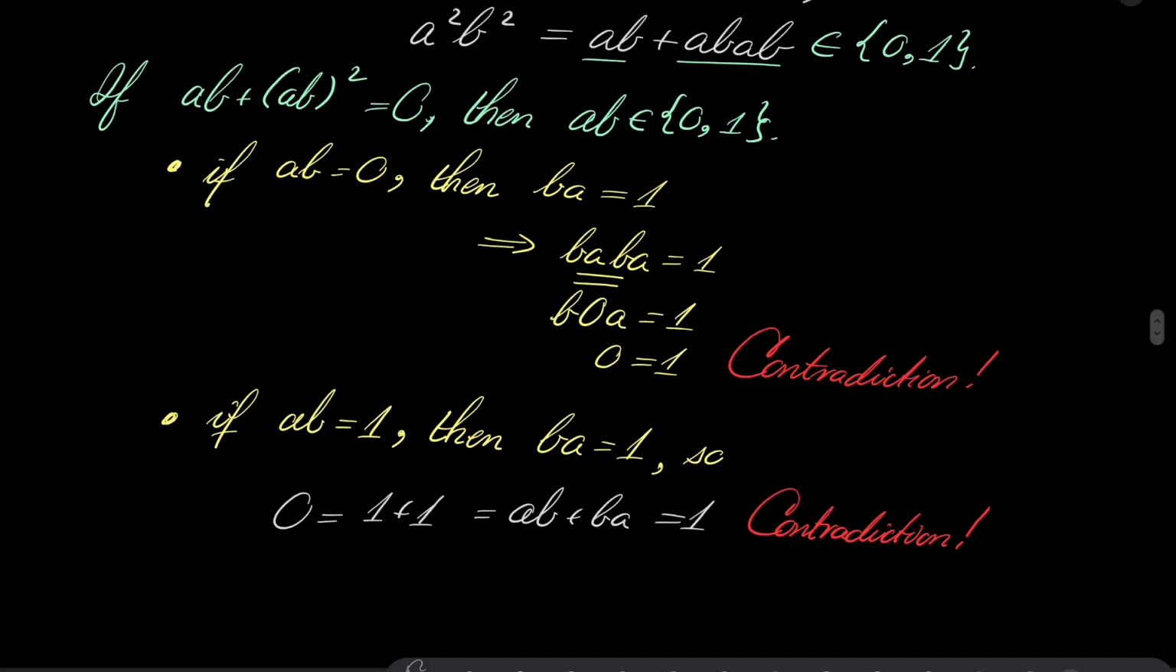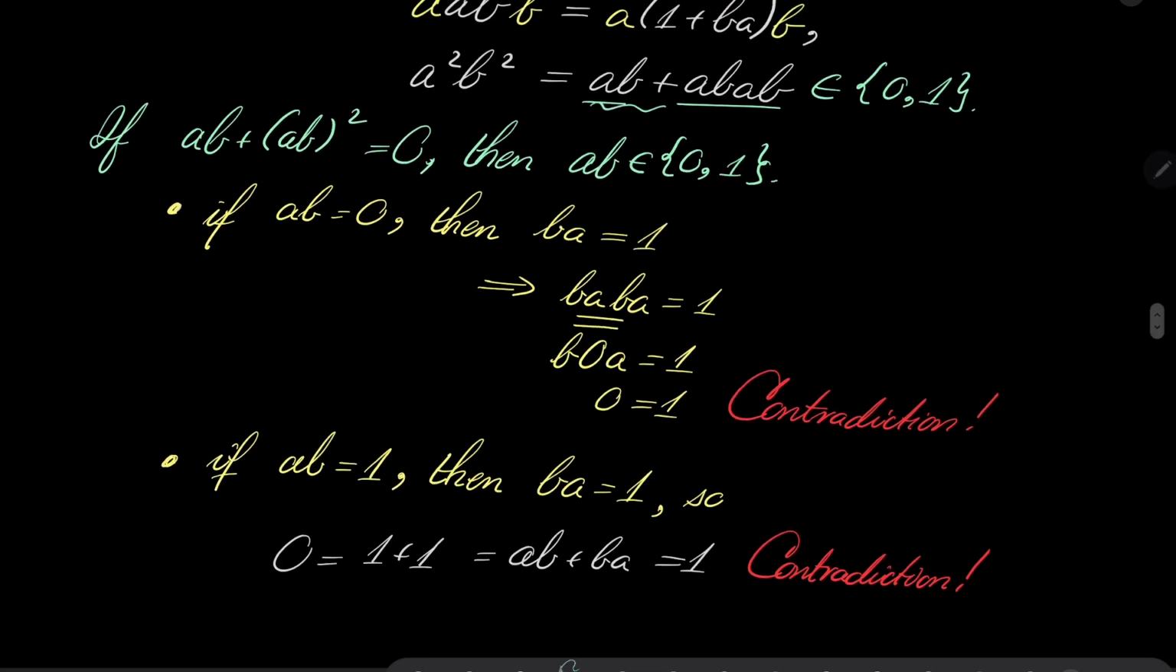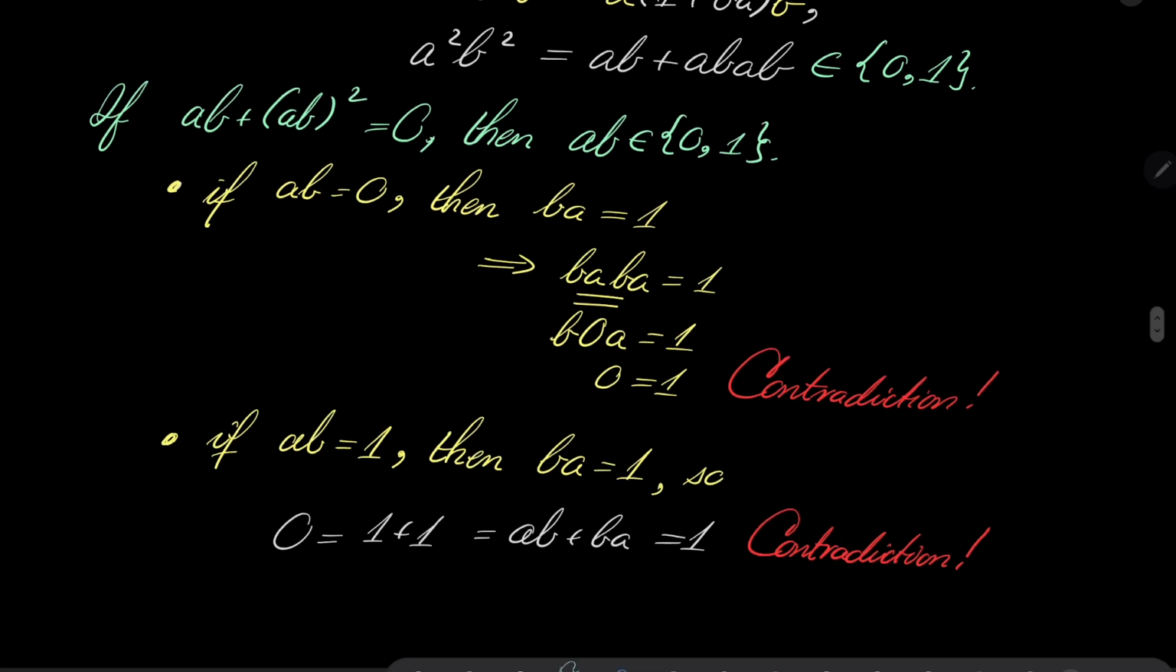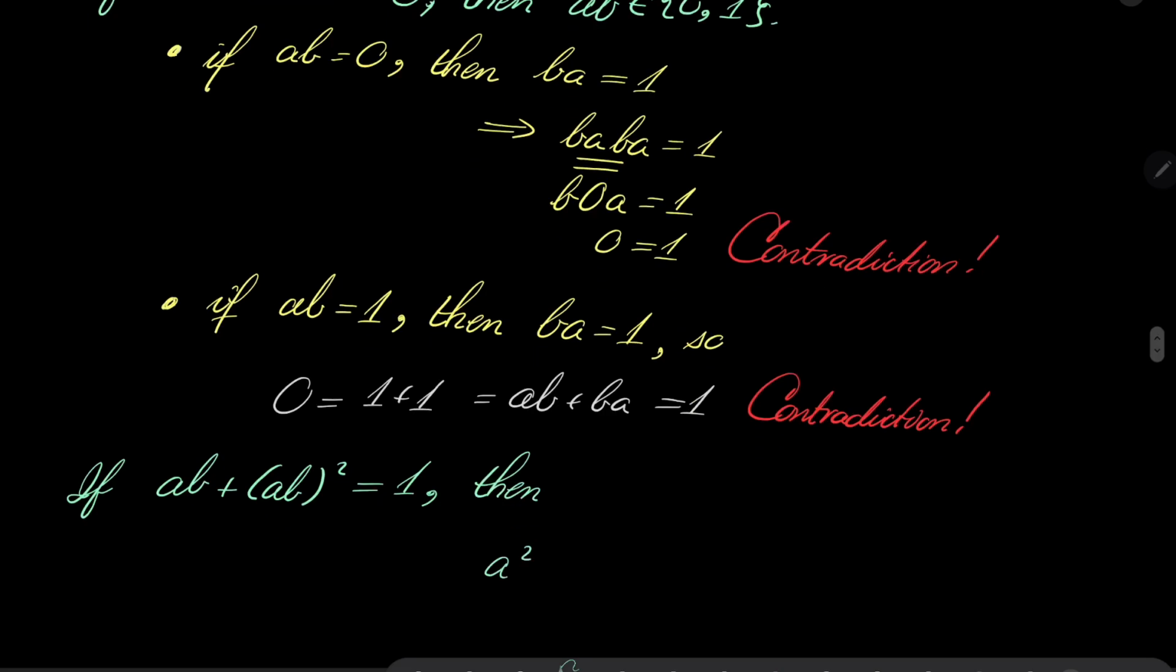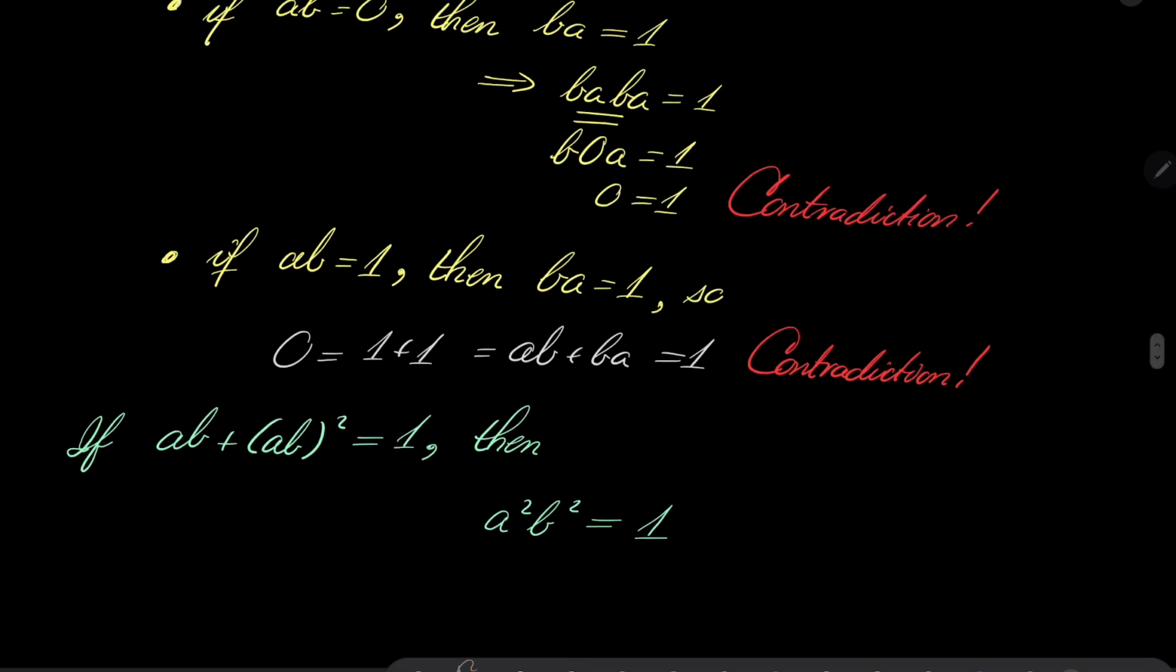Alright, so remember that it was all about the right hand side of this expression. It cannot be 0, so it must be 1. So if AB plus AB squared equals 1, then it should be the case that A squared B squared equals 1. But this, we can take this line right here and multiply by AB, and we have A cubed B cubed equals AB.